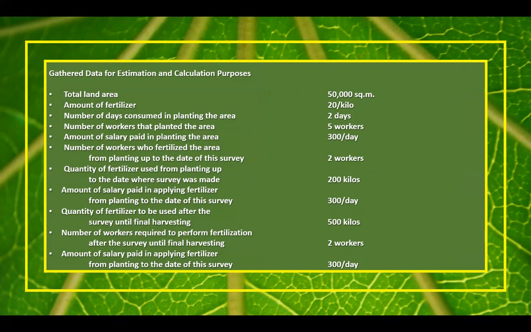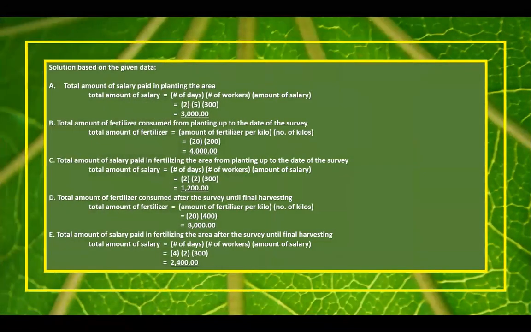Number of workers who fertilize the area from planting up to the date of this survey, 2 workers. Quantity of fertilizer used from planting up to the date where the survey was made, 200 kilos. Amount of salary paid in applying fertilizer from planting to the date of this survey, 300 per day. Quantity of fertilizer to be used after the survey until final harvesting, 500 kilos. Number of workers required to perform fertilization after the survey until final harvesting, 2 workers. And the last, amount of salary paid in applying fertilizer is 300 per day.